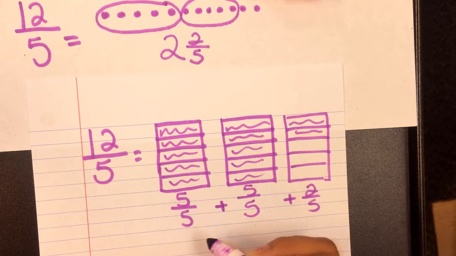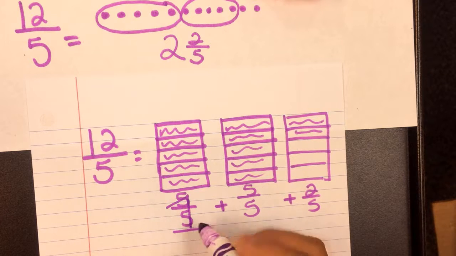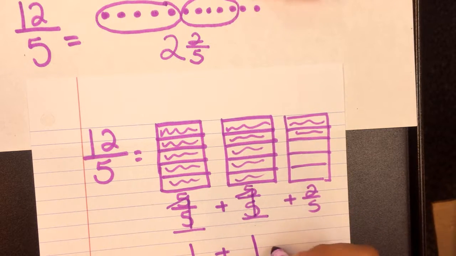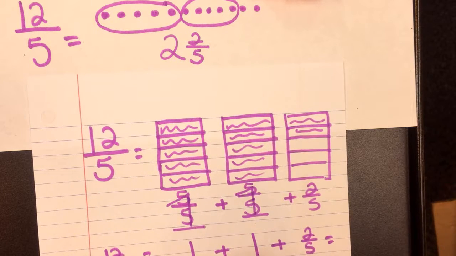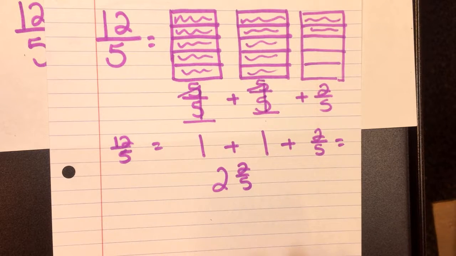Remember that 5/5 equals 1 whole. It's a funny 1, so that's going to just become a 1. I have another 1 and 2/5 remaining. And so this equals 2 and 2/5. These are some of the ways that you can solve fractions greater than 1 when you simplify them back into mixed numbers.